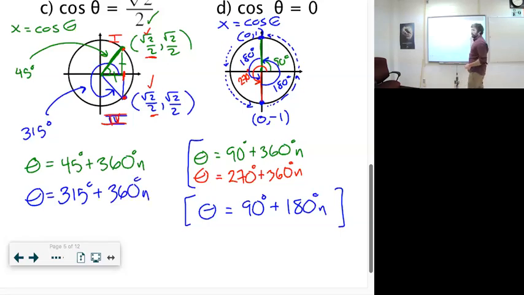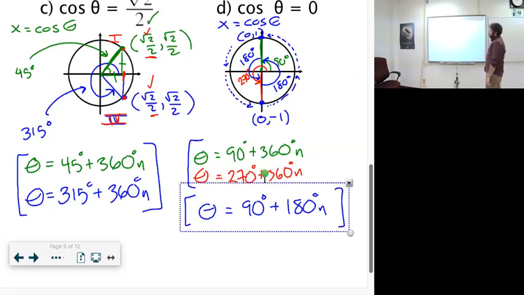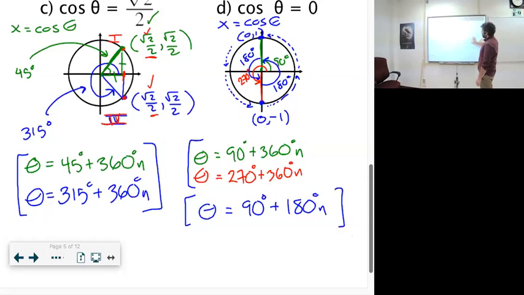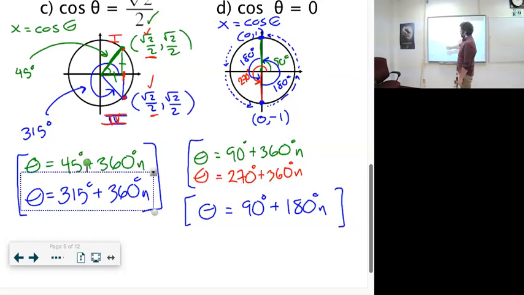There isn't really a simple way to condense these two solution sets here, the way we did on part D for that one. So in some cases, you can condense both your solution sets into one, and then in other cases, you just have to identify both of them.